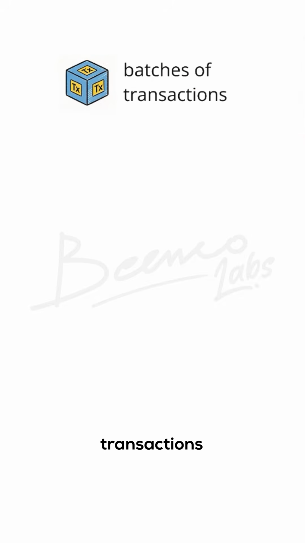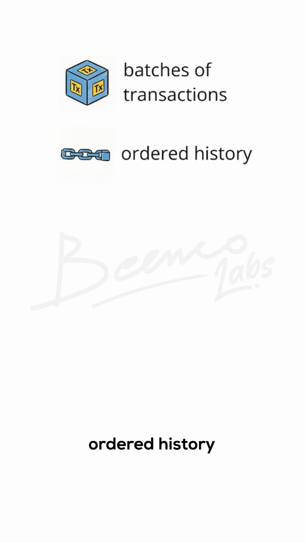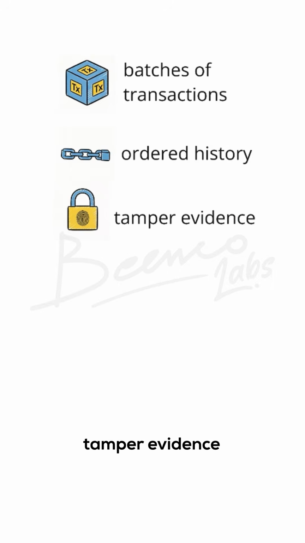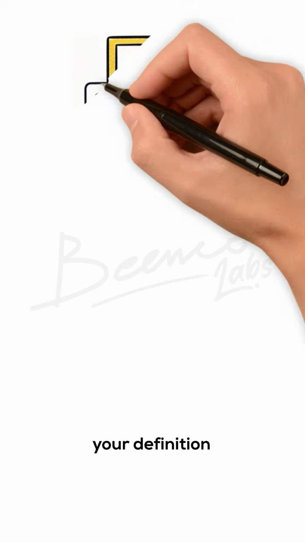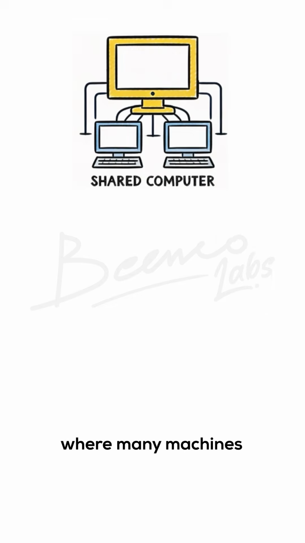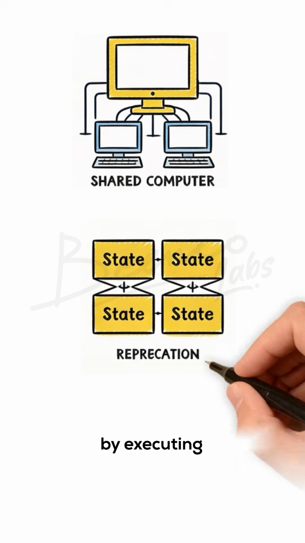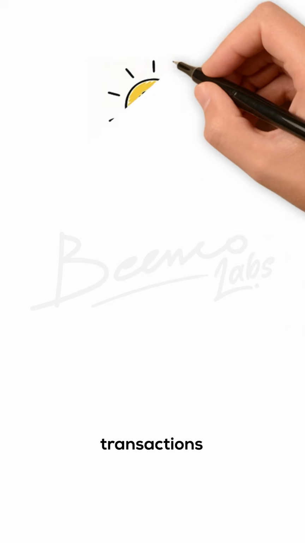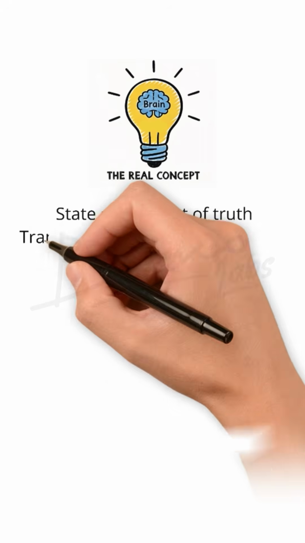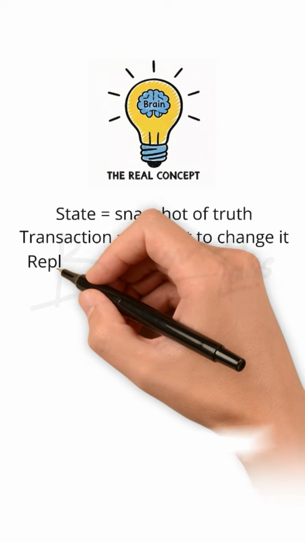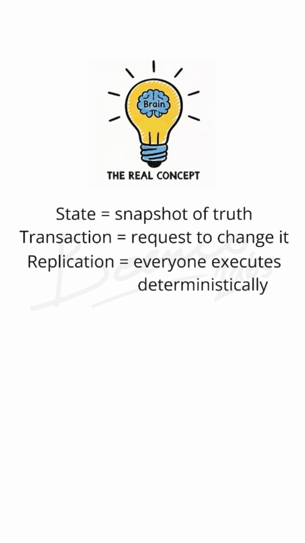Now everything connects. Blocks equals batches of transactions, chain equals ordered history, hashing equals tamper evidence, consensus equals agreement on order. So upgrade your definition. Blockchain is a shared computer where many machines replicate the same state by executing the same ordered transactions. That's the real concept. Remember this: state equals snapshot of truth, transaction equals request to change it, replication equals everyone executes deterministically. If you get this, you're not a beginner anymore.